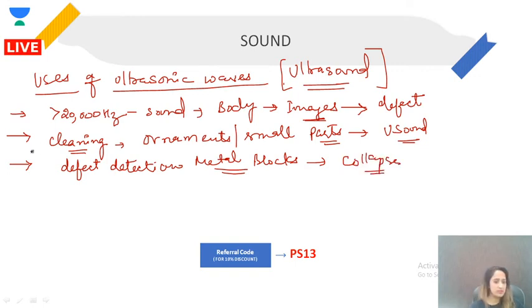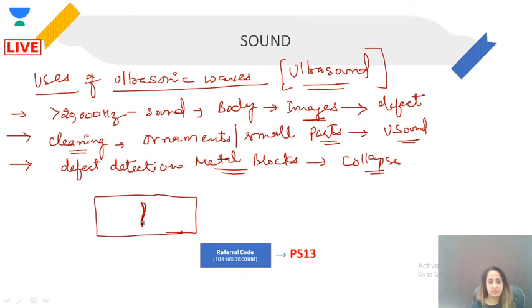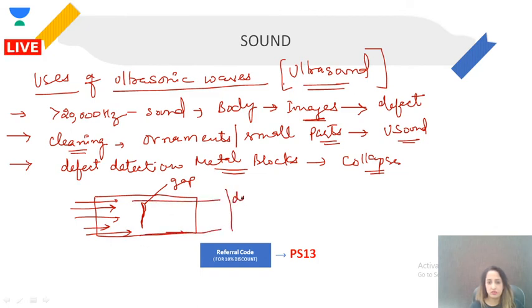So what we do is, let's say there is a metal block over here that we want to check for defects, and let's say there is a gap over here. What we do, we pass the sound waves, ultrasound. So these waves will go over here and they will be detected. So this is a detector. But when these waves hit this defect, they come back, and there will be a gap in the imaging.